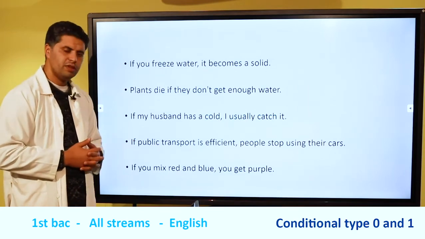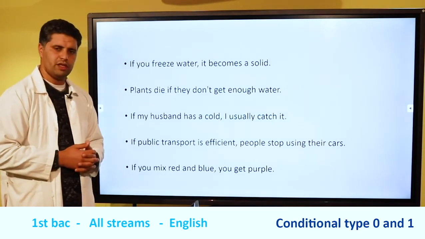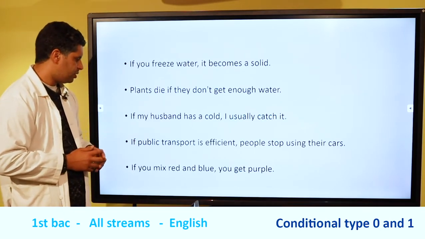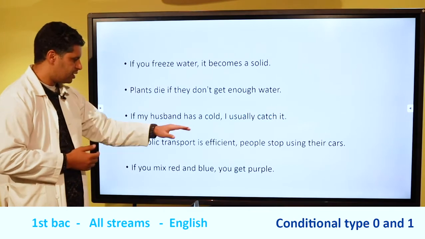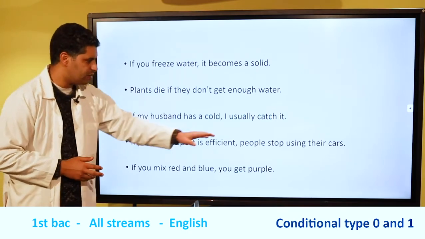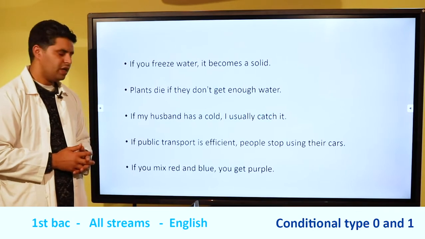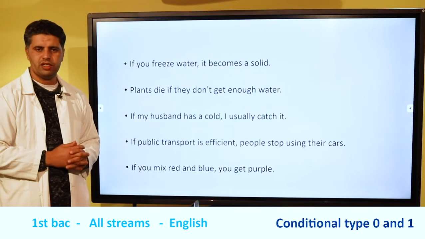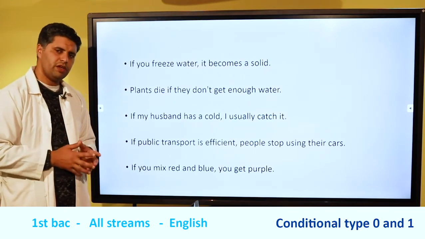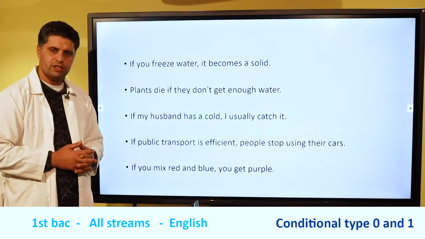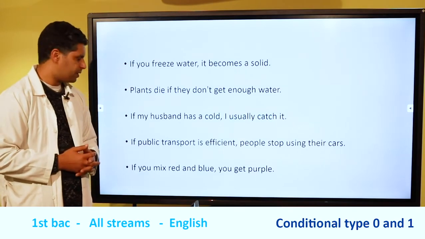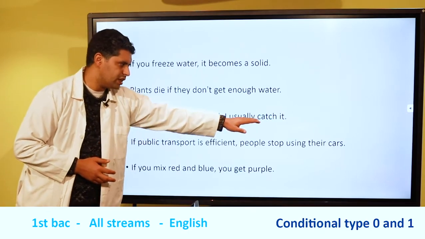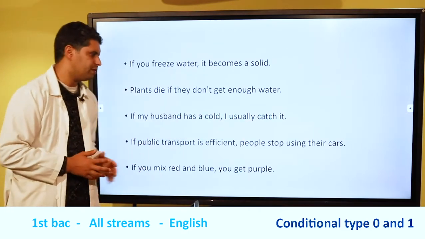If my husband has a cold, I usually catch it. Here we have the conjunction, which is used to start the if clause, and here we have the effect, and here also we have the present simple and the present simple. Why? Because it is a conditional 0, because we are expressing a reality or a fact or a truth. So if my husband has a cold, present simple, I usually catch it. And here also we have the present simple.